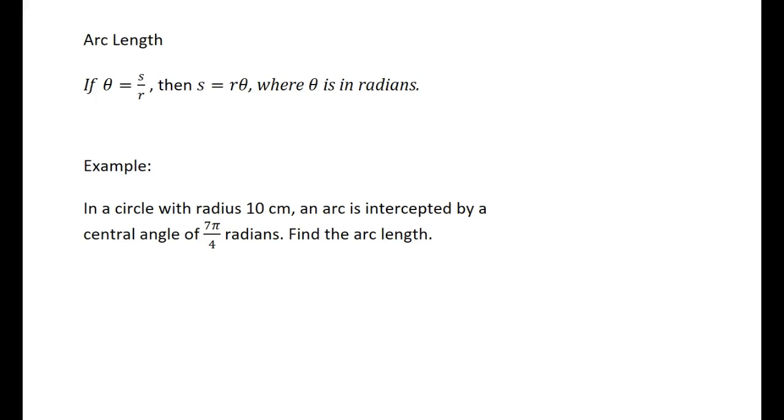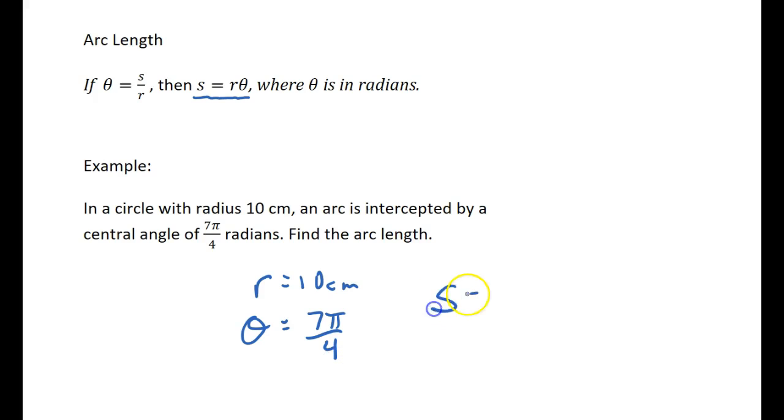Okay, so if theta radians equals arc length over radius, then we can solve this for the arc length by multiplying both sides by r, and I get that the arc length is r times theta. You have to make sure theta is in radians, okay? So let's look at this example. In a circle with radius 10, so there's our r, an arc is intercepted by a central angle of 7 pi over 4 radians, so there's our theta. So find the arc length.